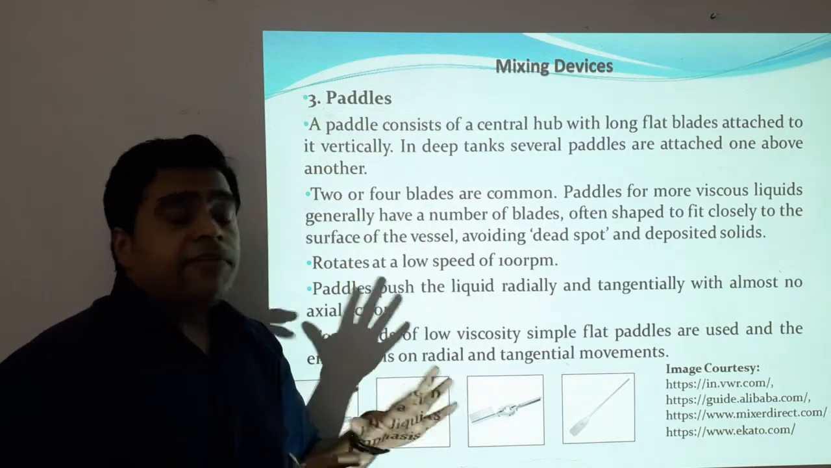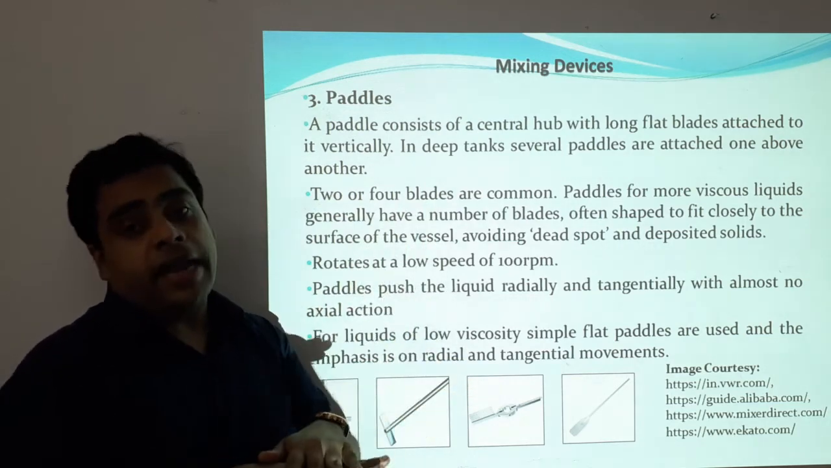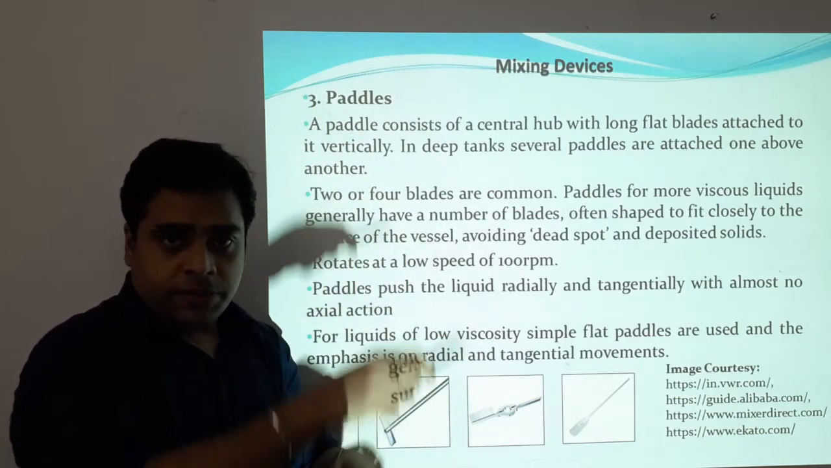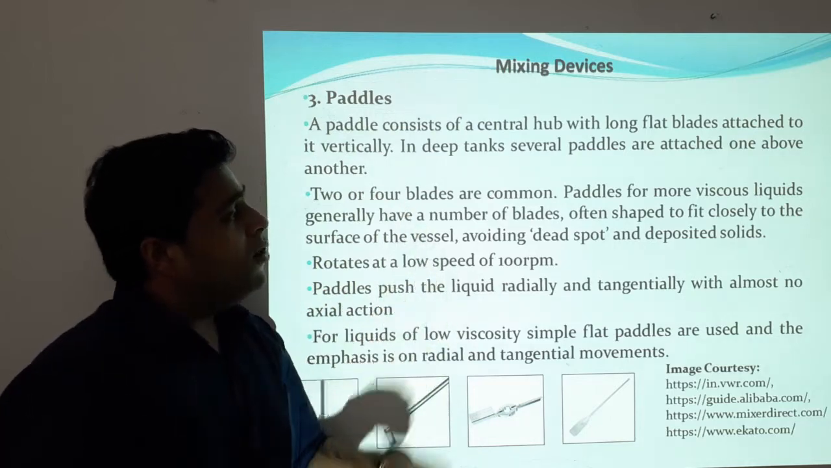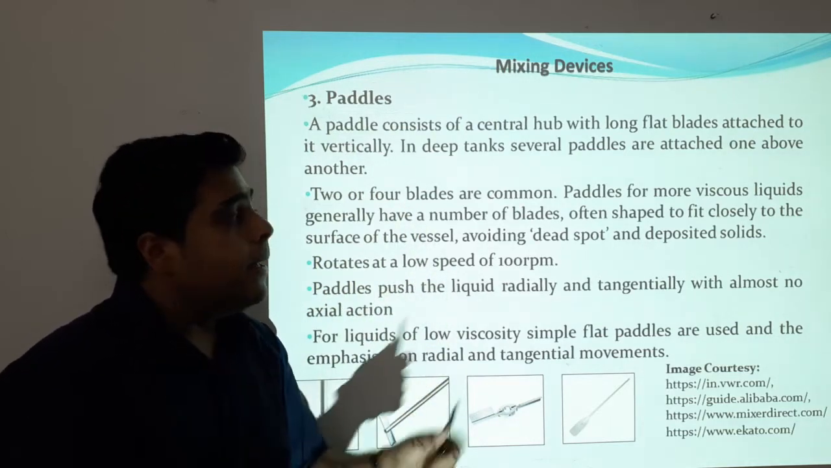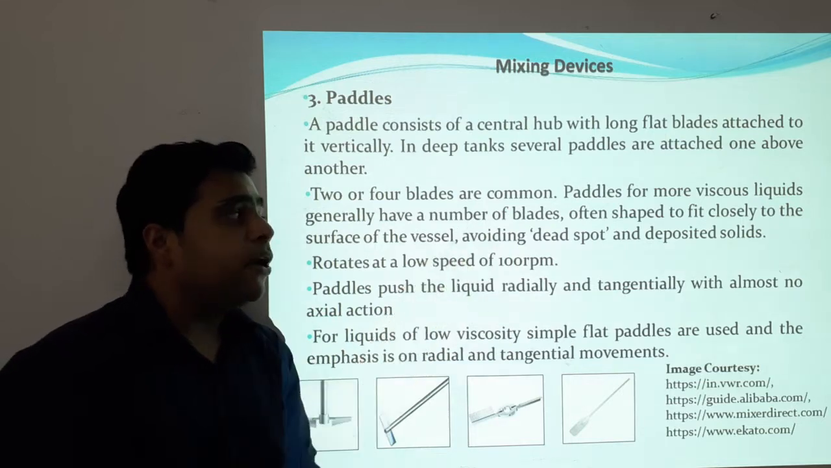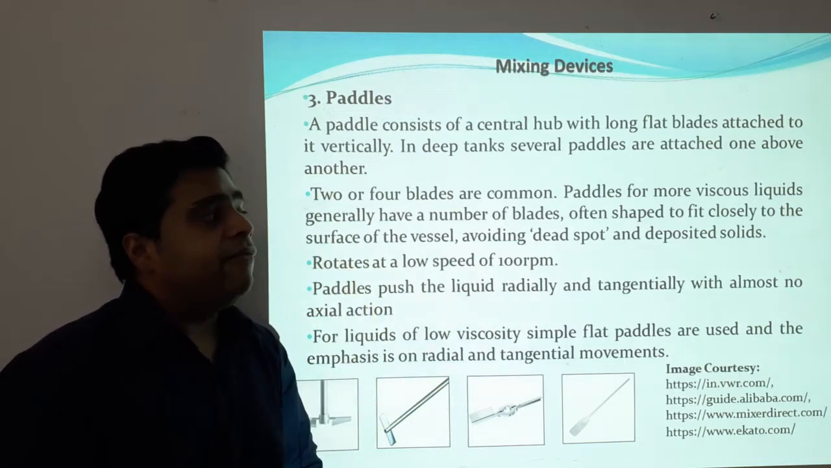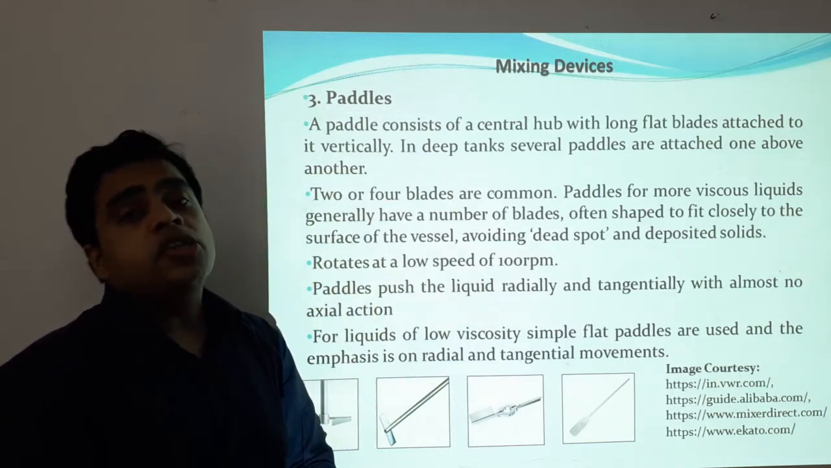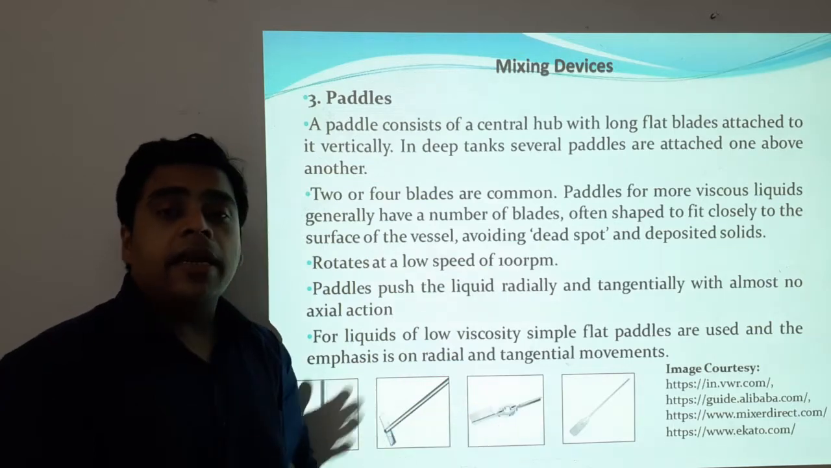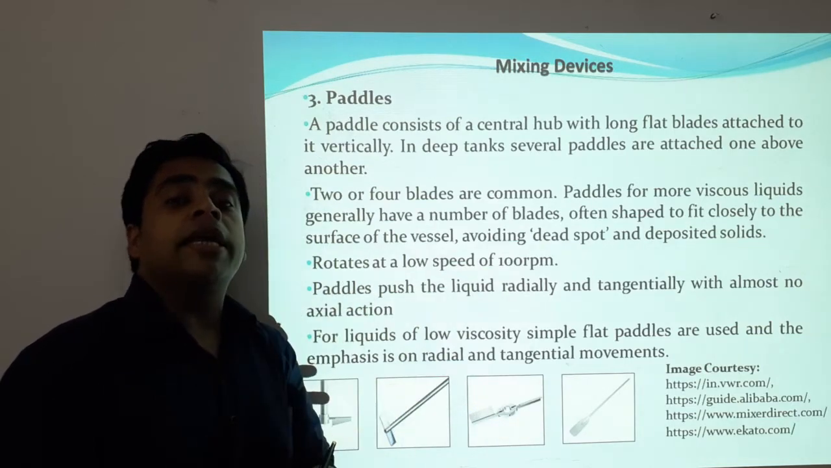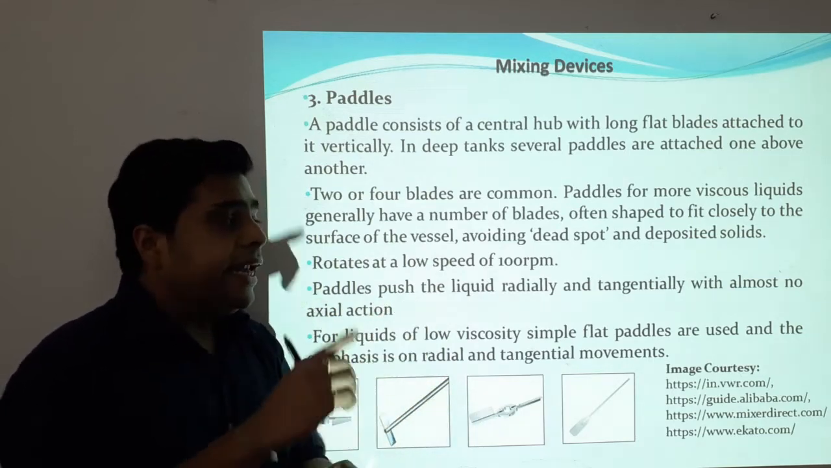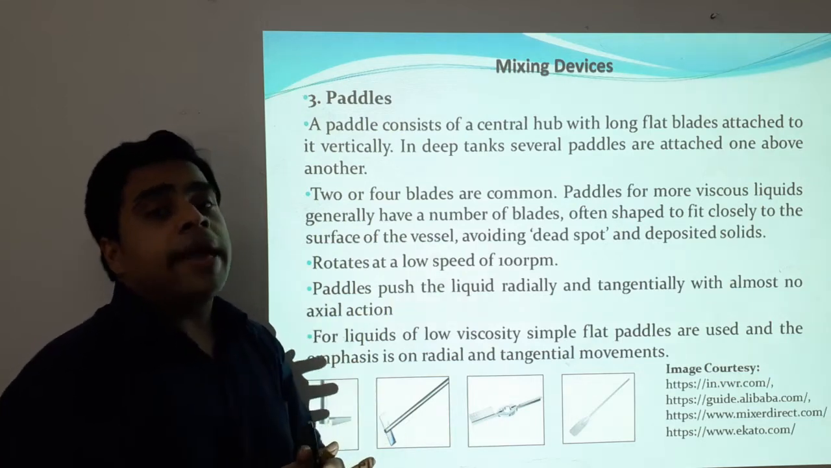In deep tanks, several paddles can be attached one above another. So at different angles, paddles can be attached like this in a single straight shaft. Two or four blade paddles are most common, and paddles for more viscous liquid generally have a number of blades, often shaped to fit closely to the surface of the vessel, avoiding dead spots and deposited solids. So the positioning of these paddles we can arrange according to the nature of the solids or the solvents to be mixed. The paddles push the liquid radially and tangentially with almost no axial action.